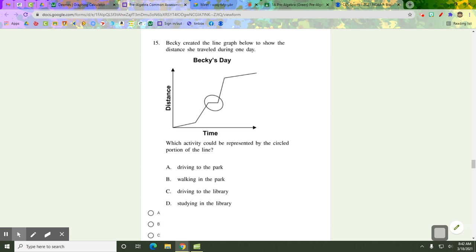So this point here that's flat means that Becky didn't get any further away from her original point, but time was still moving. So what could this represent, with A, B, C, or D? Remember, time is still moving, but according to this, Becky is not, because she is still the same distance from wherever it was that she started. So if she's driving, she's getting farther away, so it can't be that. So which one of those would represent that line?